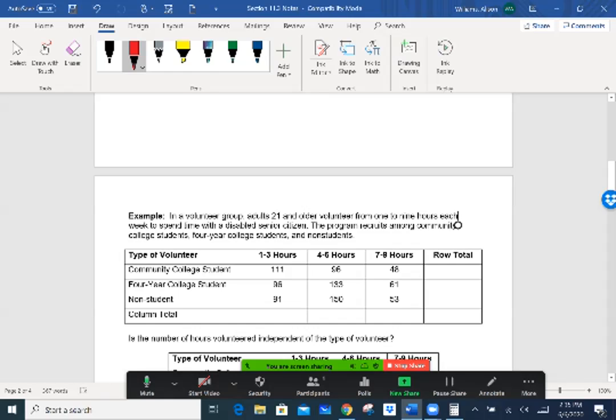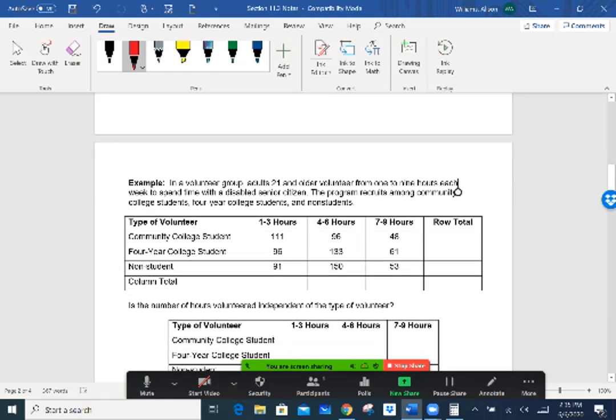So in a volunteer group, adults 21 and older volunteer from 1 to 9 hours each week to help with a disabled senior citizen. The program recruits among community college students, four-year college students, and non-students altogether. So these are the two variables we're comparing: the type of volunteer and how much time they spend. The question asks, is the number of hours volunteered independent of the type of volunteer?